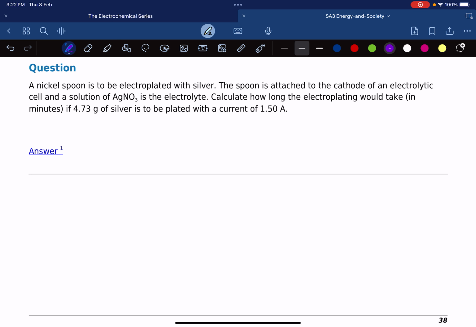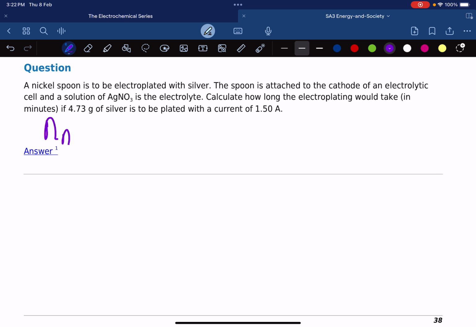Well, the first thing that we do is find the moles of silver. So 4.73 divided by 107.9. 107.9 is the molar mass of silver. So 4.73 divided by 107.9 will give us 0.0438 moles.